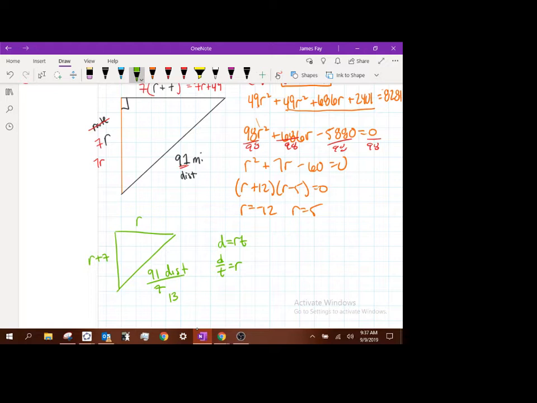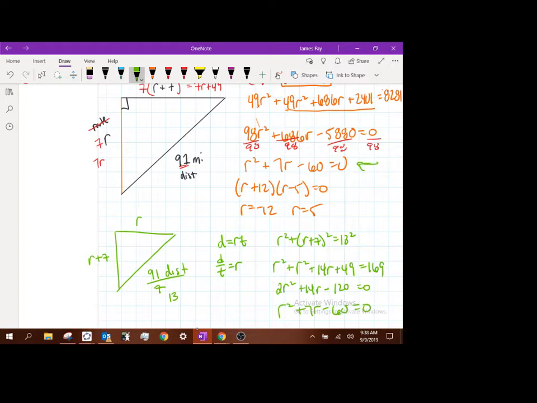So now it might be easier to say, well, R squared plus R plus 7 squared is equal to 13 squared. So it gives me R squared plus now R squared plus 14R plus 49 is equal to 169. Gives me 2R squareds, a 14R, minus 120. Divide everything by 2. R squared plus 7R minus 60. Does that end up being the same thing as that?